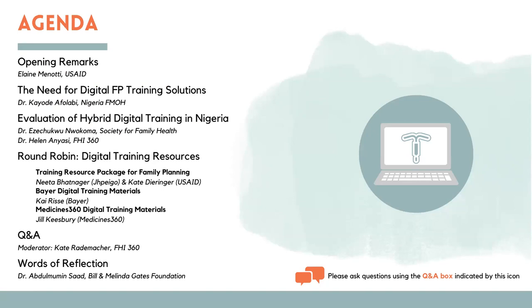My name is Elaine Minotti from USAID Washington's Office of Population and Reproductive Health, Service Delivery Improvement Division. And welcome on behalf of the Hormonal IUD Access Group, a global consortium of governments, donors, manufacturers, and implementing partners who are collaborating to expand access to the levonorgestrel releasing intrauterine device, also referred to as a hormonal IUD, as part of our efforts to ensure comprehensive contraceptive method choice.